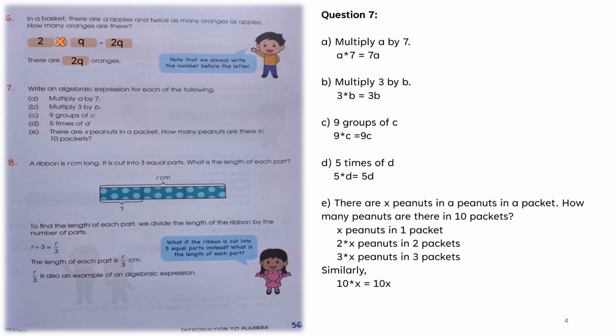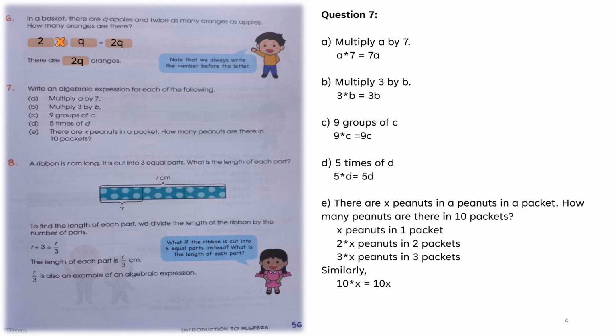In part E, there is a question which says that there are X peanuts in a packet. How many peanuts are there in 10 packets? If there is one packet, then there are X peanuts in it. If there are 2 packets, then there are 2 into X peanuts in it. And if there are 3 packets, then there will be 3 into X peanuts in it. Similarly, for 10 packets, 10 into X peanuts are in the packets.